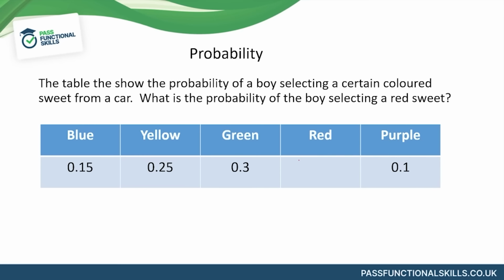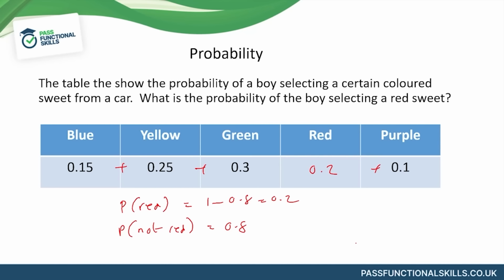Again, we've got to work out the missing probability here. So we want to work out the probability of red. First of all, I would ask, what is the probability of not red? The probability of not red is the probability of blue or yellow or green or purple. So I'd add all of these up. 0.15 plus 0.25 plus 0.3 plus 0.1 is 0.8. So the probability of red is 1 take away 0.8, which is 0.2. Just remember, probabilities always add up to 1.